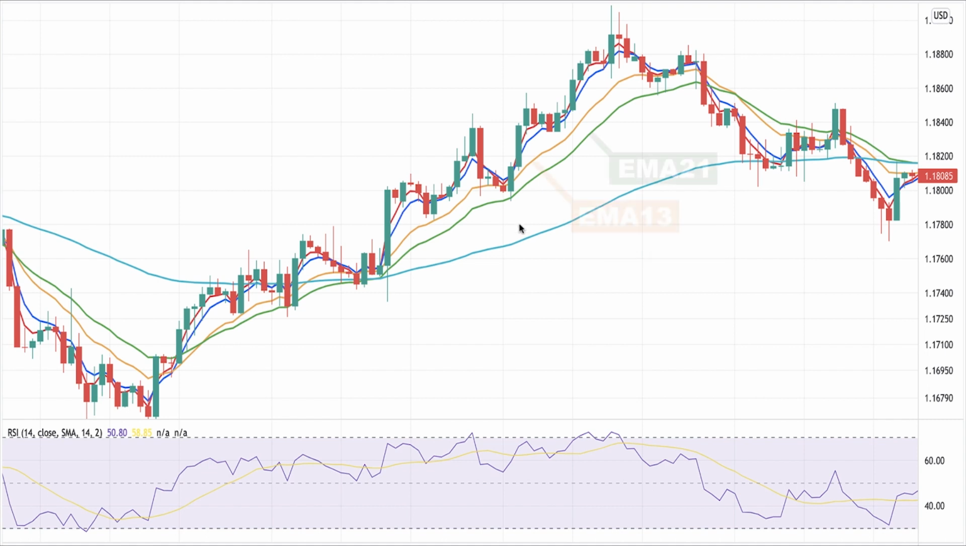Then after this, we have another 2 exponential moving averages with length of 21 and 13. We use these 2 EMAs for identifying the minor trend within the major trend. If we have the 13 period EMA above the 21 period EMA, it shows that we have a minor bull trend, and if the 13 period EMA is below the 21 period EMA, it indicates a minor bear trend.